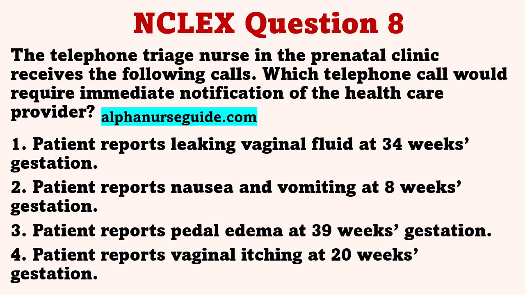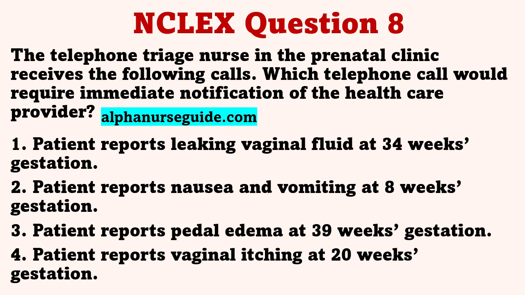The correct answer is 1. Patient reports leaking vaginal fluid at 34 weeks gestation. Leaking vaginal fluid at 34 weeks gestation requires immediate attention because it could indicate premature rupture of membranes with the risk of premature birth. A nurse in a prenatal clinic can safely give telephone advice regarding nausea, vomiting, and pedal edema, which can be considered normal in pregnancy.